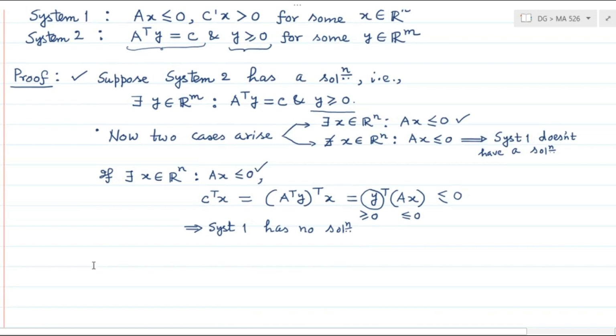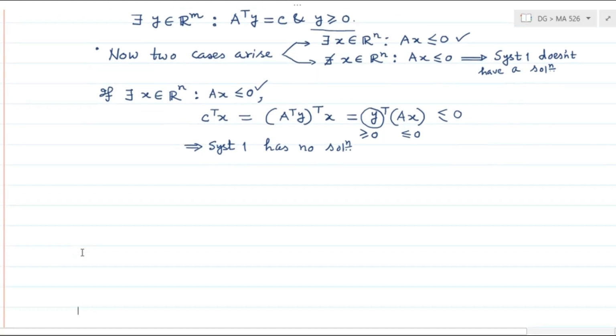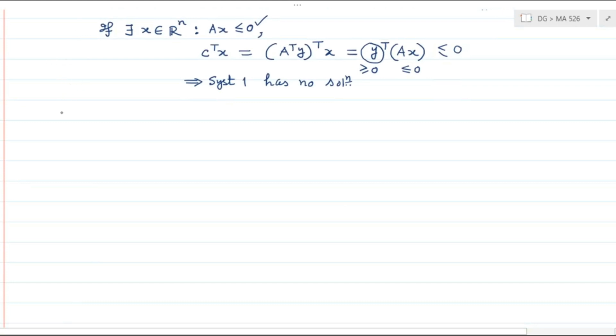Now next let us prove the next possible case, where we will consider that system 2 has no solution, and we will prove that system 1 must have a solution. Let us now try to prove it. The other case we consider now: let system 2 have no solution. Suppose system 2 has no solution. Fine. And we have to prove then that system 1 has a solution.